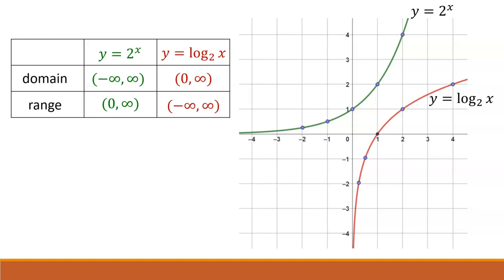That means that the x-coordinates of the points along y equals log base 2 of x are always going to be greater than 0. So that leads us to a generalization we can make about the domain of any log function. If the log base b of n equals a, then we know that n, the thing we're taking the log of, has to be greater than 0.